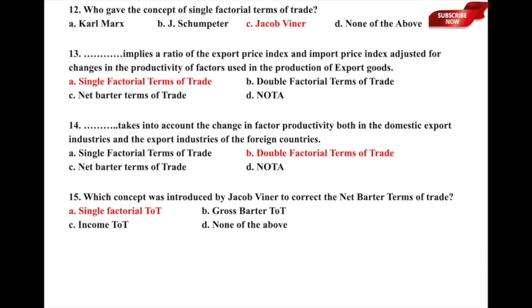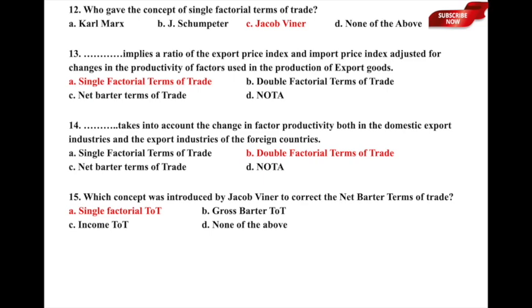I hope that is clear. Let us now move to the next one. The question is, dash takes into account the change in factor productivity both in domestic export industries and the export industries of the foreign countries. Is it A, single factorial terms of trade, B, double factorial terms of trade, C, net barter terms of trade, or none of the above?